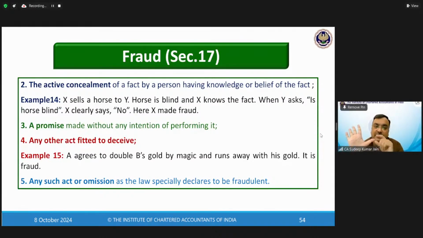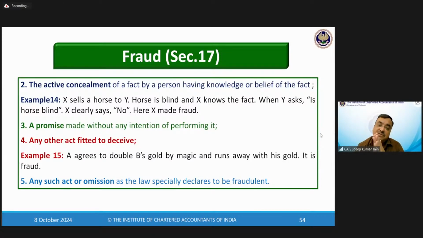So there are 5 points. First, knowingly making a false statement. Second, knowingly hiding the facts. Promise without intention to perform. Any other act to deceive. Any such act or omission the law specifically provides as fraudulent. 5 हो गए. जानबूझ के झूठ बोलना, जानबूझ के बात छिपाना, प्रॉमिस करना पर उसे पूरा करने की कोई इच्छा नहीं होना, कोई और काम जो धोखा देने के उद्देश्य से किया गया हो, साथ में कोई ऐसा एक्ट या ओमिशन जिसे लॉ ने स्पेसिफिकली फ्रॉड बोला.